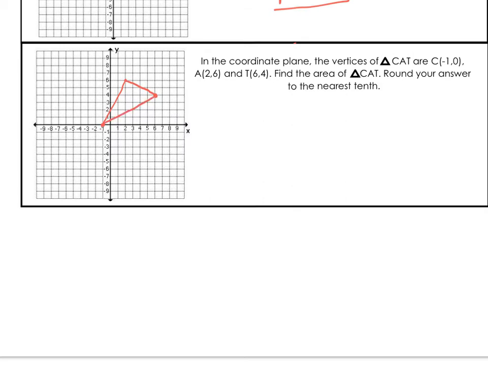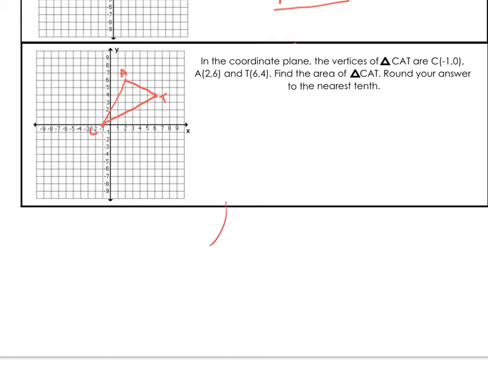Okay. Find the area of CAT. Round your answer to the nearest tenth. Now, let me tell you something about this. When you have a triangle on the coordinate plane, if it is a right triangle, then you know just the legs are your height and base. Now I'm going to say that again. If it's a right triangle, then your legs are the height and base.